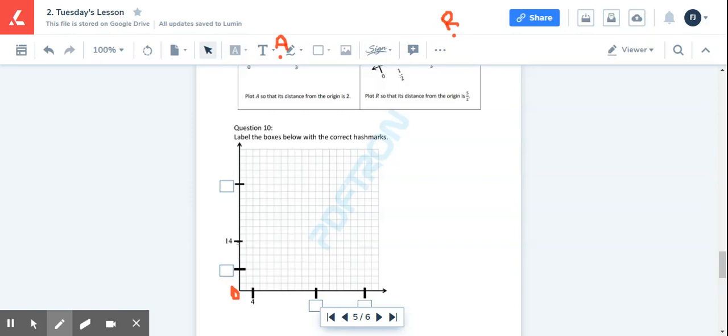So I'm going to go ahead and label my empty boxes. 2, 4, 6. And start from 14 and count by twos. 16, 18, 20, 22, 24, 26, 28, 30.